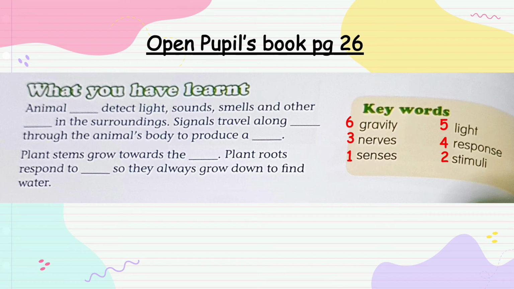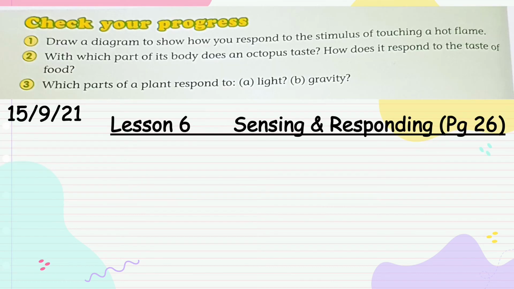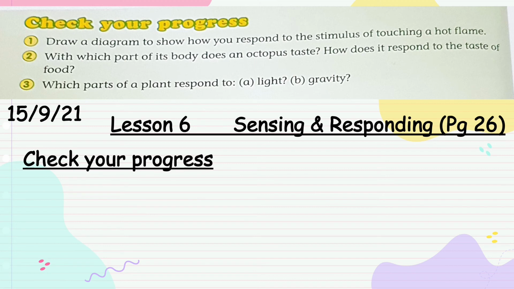Okay, fine. Now, can you all open your notebook? Let's do the check your progress in your notebook. Write today's date, the lesson name and the page number, and also the subheading, check your progress, before we start. Number 1 is to draw a diagram. We will skip this. You know what will happen when you touch a hot flame: you will pull your hand away. So let's skip this. Let's do number 2.